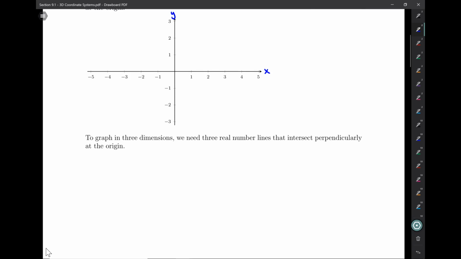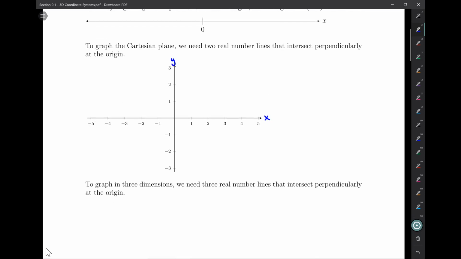If we were to want to graph in 3 dimensions now, what we would need are 3 number lines that all intersect perpendicularly. I'll show you a few different ways you can think about this. One way would be to take this 2-dimensional coordinate system and add a 3rd dimension by thinking about an axis coming out of your screen towards you, towards your face. Another way that you could draw that, because I can't really draw out of the screen, is to draw it sideways like this and imagine that it is coming out of the screen. And so what you have here is this right angle, and this is a right angle.